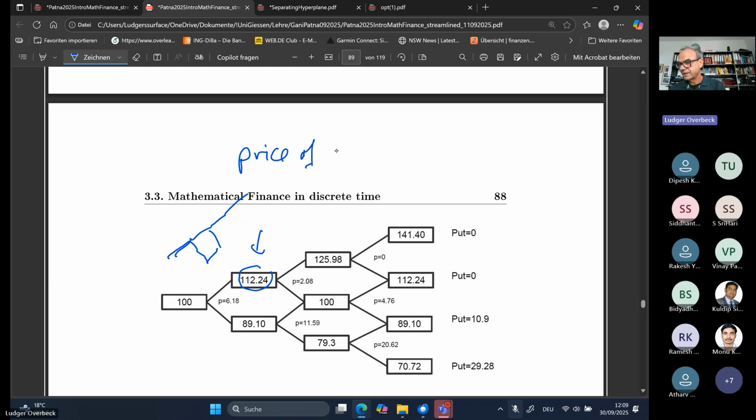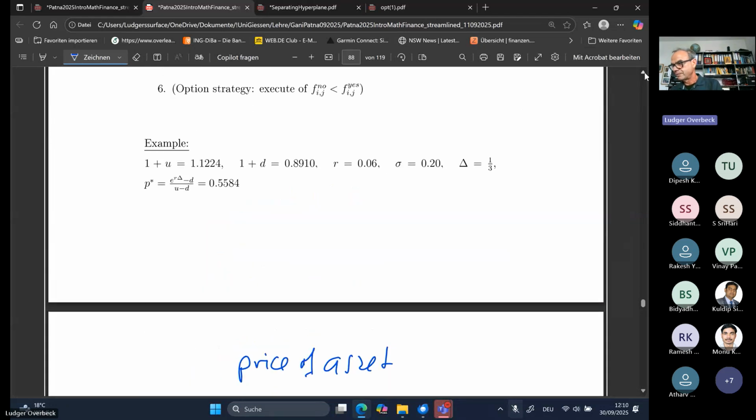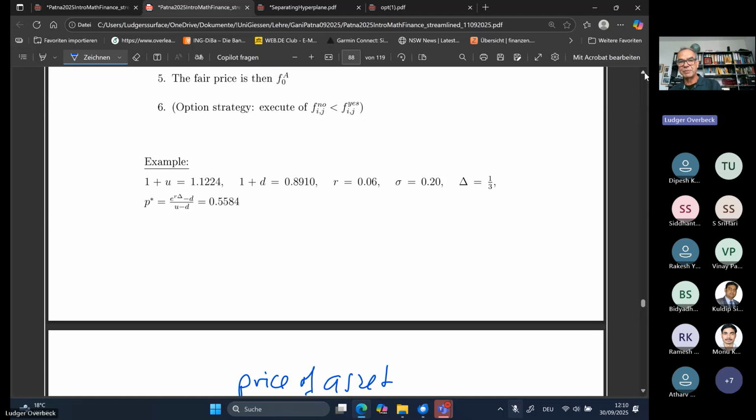Price of asset, and our specification here. The best thing is, you write down these parameters and then do it yourself, or tell the computer to do it. I don't know whether you can learn from coding, but whatever.